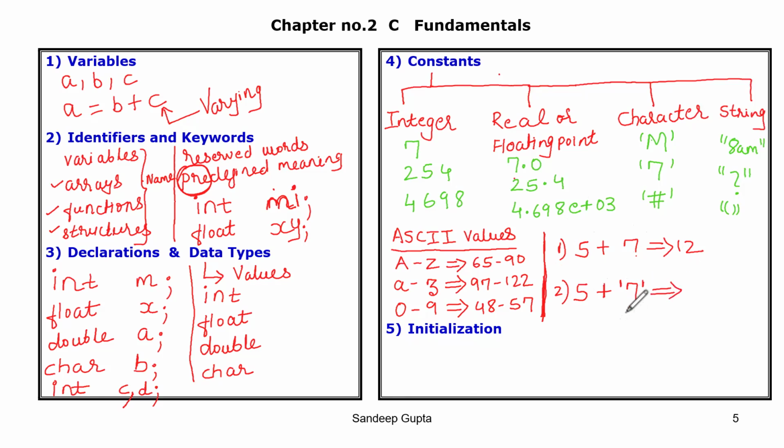Any guess? Can you pause the video and think what it would be? 5 plus character 7. So 5 plus character 7 would be 60. Now the question is how I got 60. The rule is very simple. See, when you are using a character, I have given this in single quotes. For a layman, meaning an ordinary person on the street, this 7 and this 7 may be the same, but not for a student of programming. For a student of programming, this is number 7 and this is character 7.